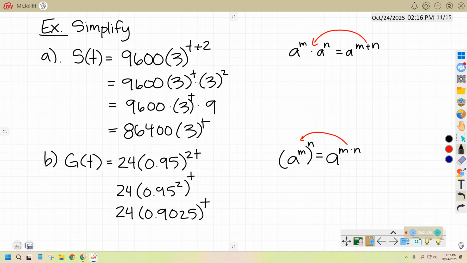It's no longer a shifted exponential or a stretched exponential. It is just a straight exponential with a starting value of 24. So simplifying the exponent on an exponential removes that issue of having to deal with those translations or those vertical stretches and compresses. We just change the base. Move all the constants out in front.